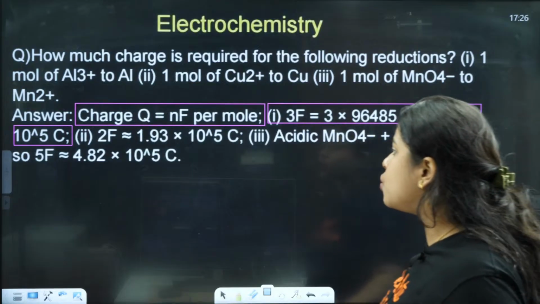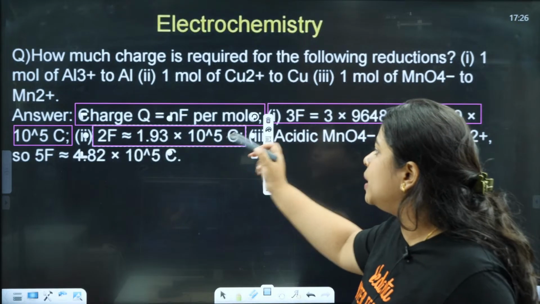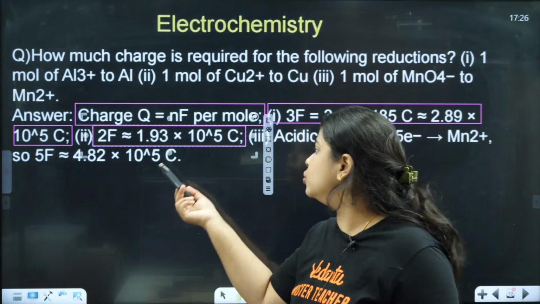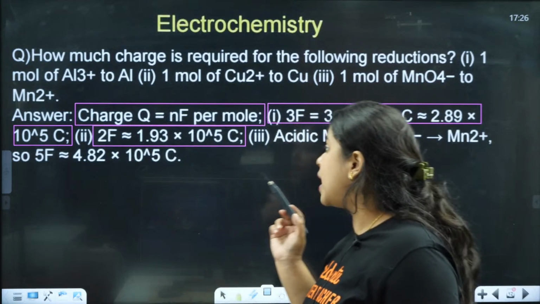Next one is 2F. If it is 2F, then that is going to be 1.93 into 10 raised to 5 coulomb.